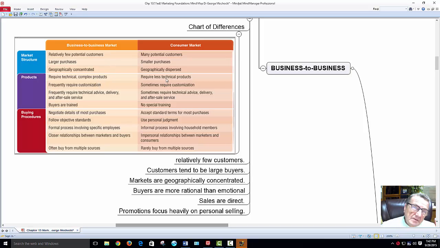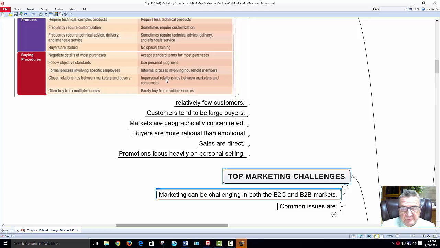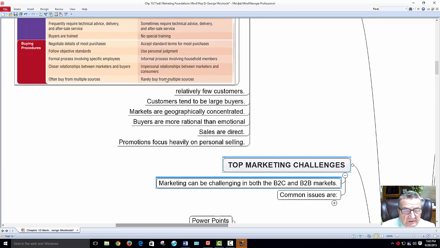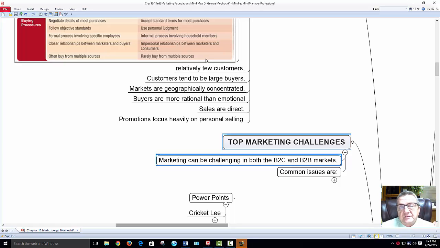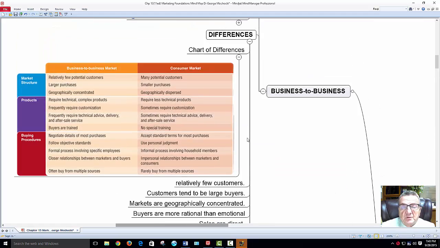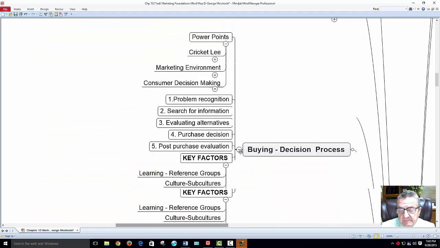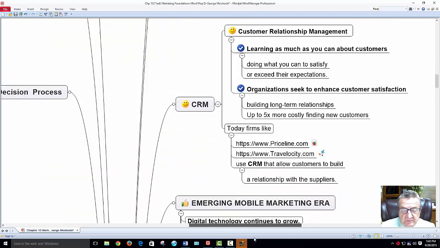Less technical. Remember, I only have one computer. In a business, you have a whole network of anywhere from 5 up to a couple thousand, or 1,000, for lack of better words. Customers tend to be larger, and they buy larger. Markets are geographically concentrated. Buyers are more rational than emotional. Sales are direct, and promotion is the focus. Okay?